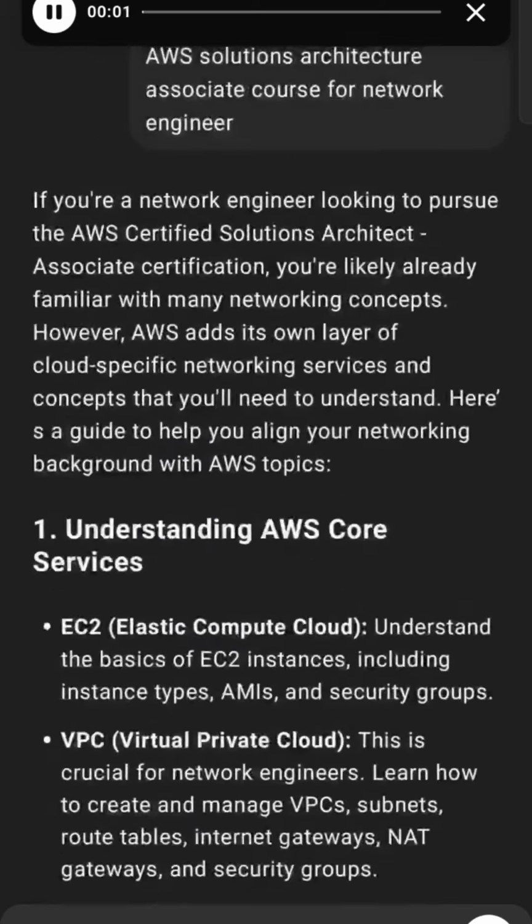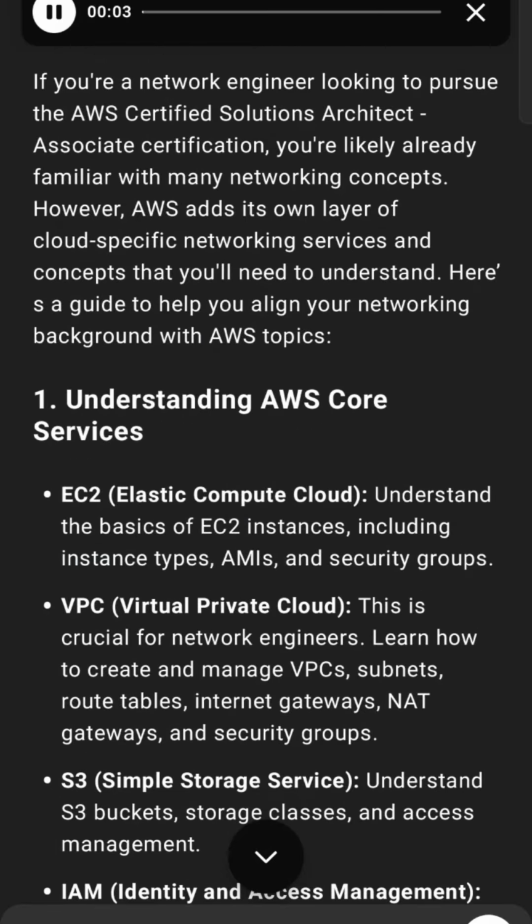If you're a network engineer looking to pursue the AWS Certified Solutions Architect Associate certification, you're likely already familiar with many networking concepts. However, AWS adds its own layer of cloud-specific networking services and concepts that you'll need to understand. Here's a guide to help you align your networking background with AWS topics.